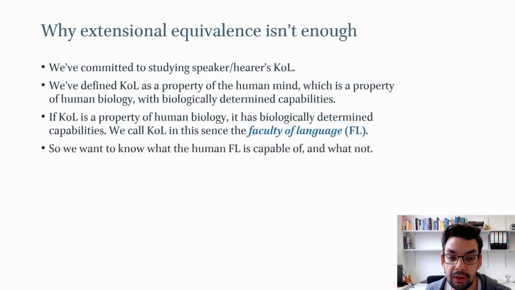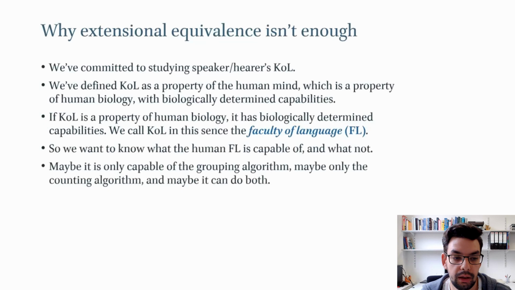That's the really big question that we're interested in, right? So we want to know what the human faculty of language really is capable of and what it is not capable of, if we think bigger picture. It may be that it's only capable of the grouping algorithm. It may also be the case that it's only capable of the counting algorithm. Or it may well be, the way nature goes, that it could do both. So how are we to decide? We've gotten no further. I've given you a reason that I think is pretty compelling as to why we should figure out whether both of them are correct or whether just one of them is correct. But we're still struggling to do that.